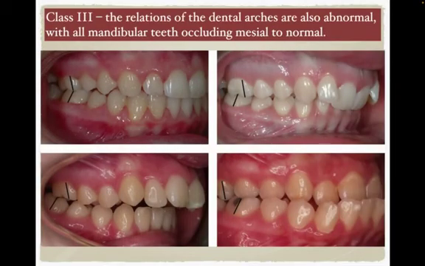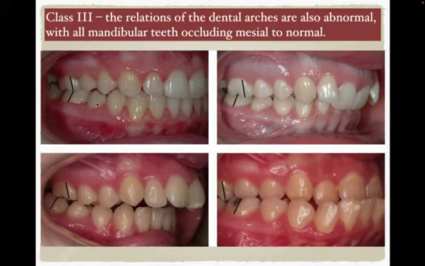The last one according to Angle is the class 3 classification, which is basically when the mesiobuccal cusp of the upper 6 occludes in the embrasure between the lower 6 and 7, in which here the dental arches are also abnormal in their relationship, with all the mandibular teeth occluding mesial to the normal. So all the lower dentition is moved forward compared to the upper dentition. So here's the picture to summarize everything.